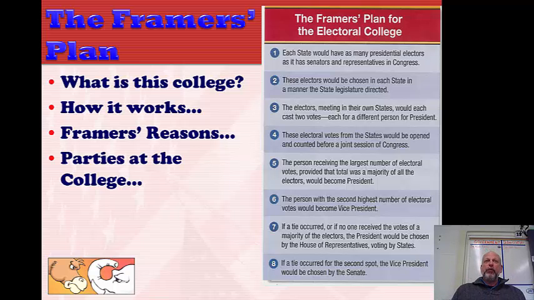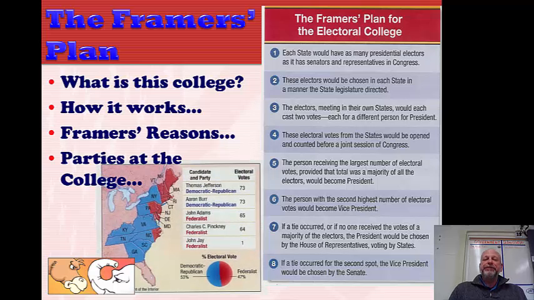And this worked out really well until 1800, when political parties really came around. In that year, all of the Democratic Republicans voted for Thomas Jefferson, and they all also voted for Aaron Burr. That meant there would be a tie for president of the United States. Can you imagine if our third president had been President Aaron Burr, the guy who shot Hamilton, instead of Thomas Jefferson?